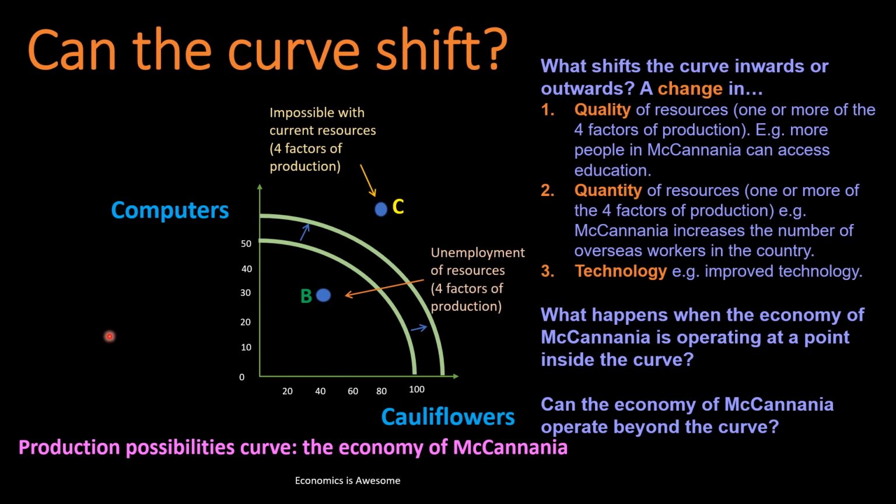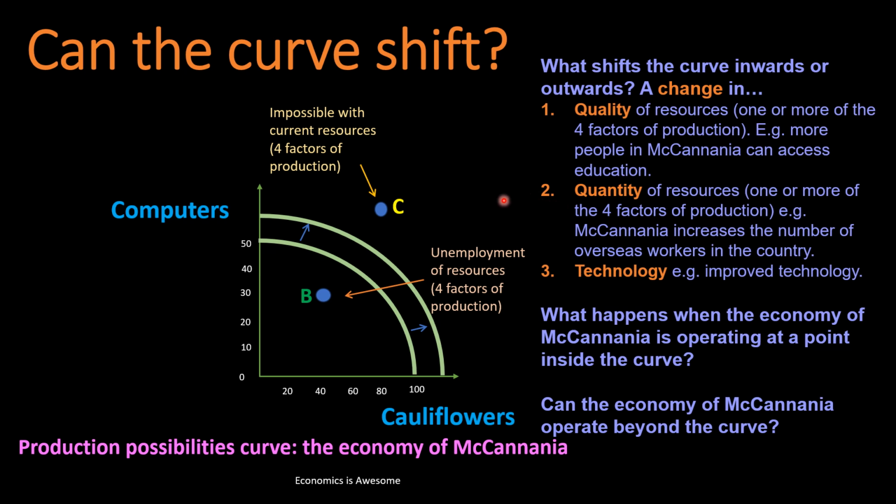Lastly, last concept. So as I said, this doesn't cover everything about a PPC. It's just a recap on some of the key concepts and things you need to know about the PPC. Can the curve shift? Well, the answer is yes. The curve can shift either inwards or outwards. So these are the things which cause a shift: a change in the quality of resources, so one or more of the factors of production. So for example, if more people in this economy can access education, then that could shift the curve outwards. Okay, because we've improved the factor of labour.